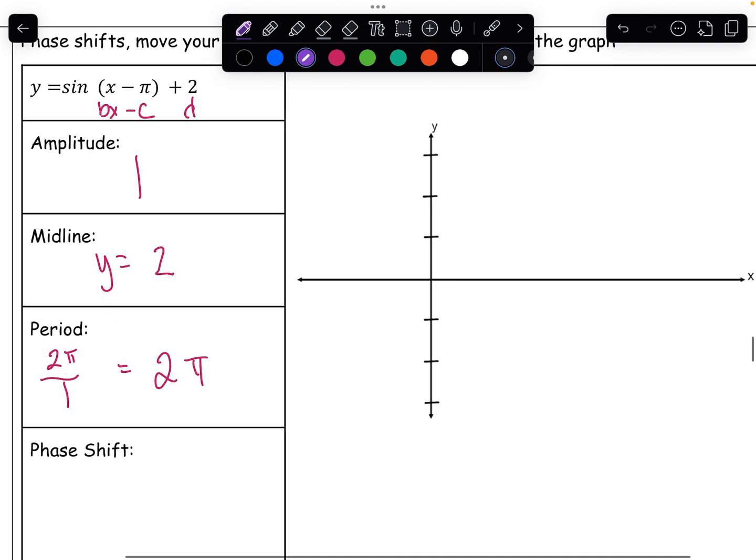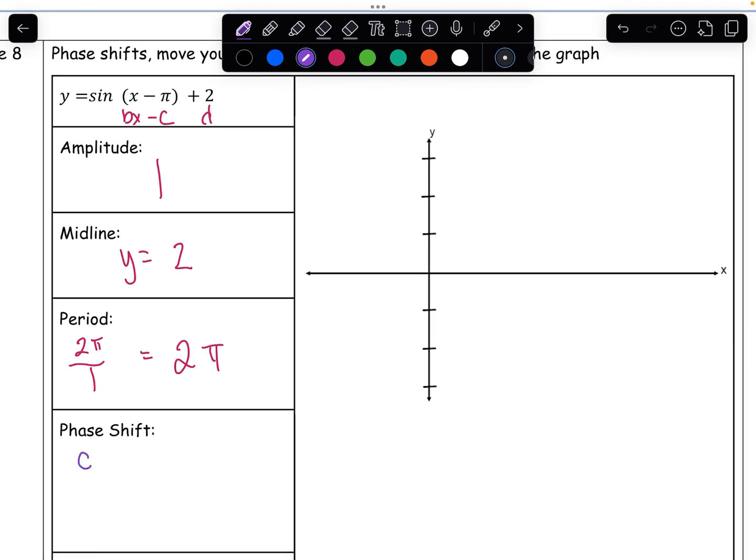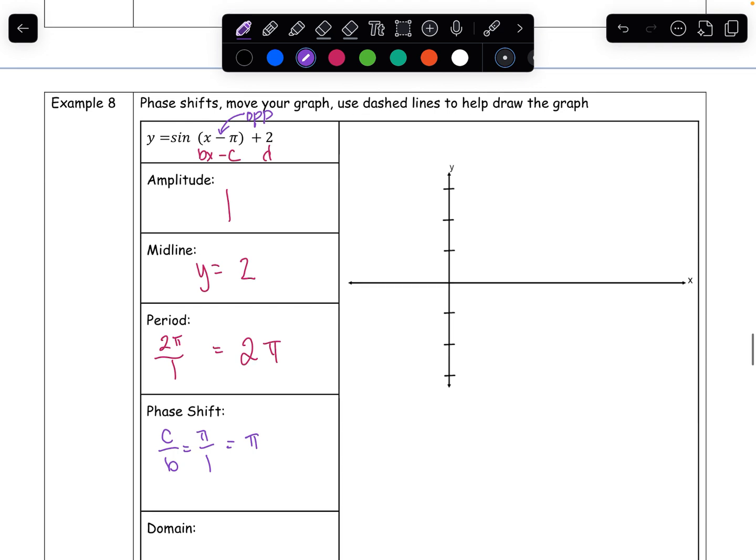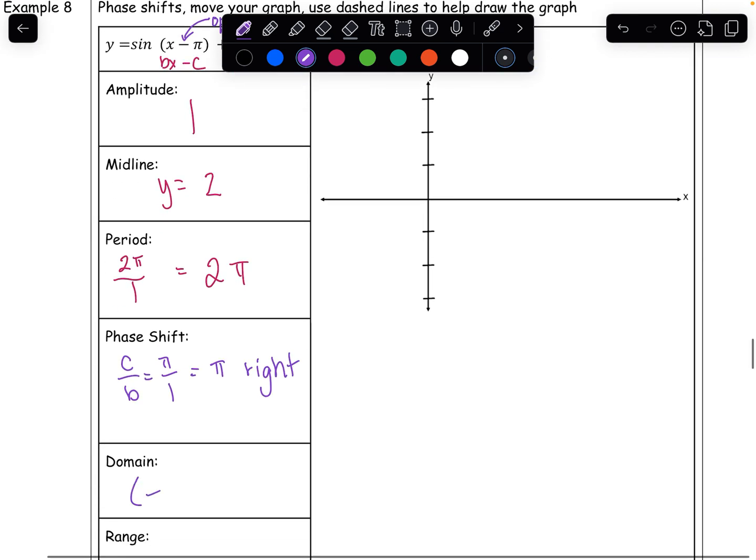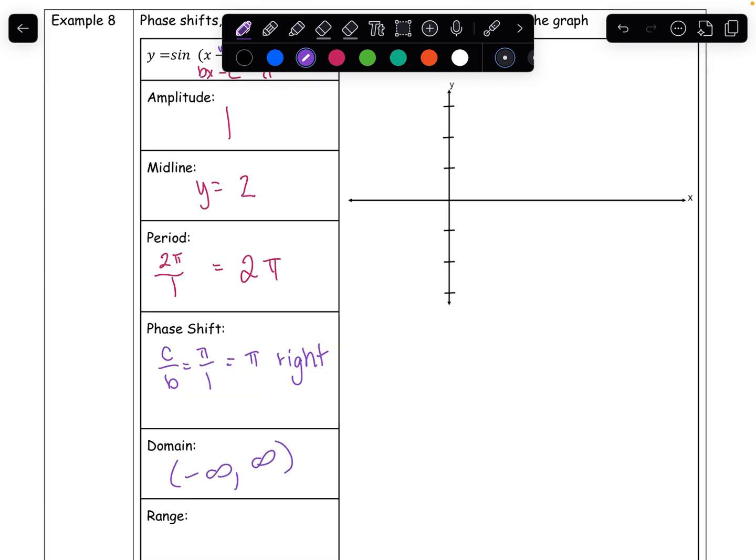And our phase shift is c over b. Well, c is pi, and b is 1. So we have pi, but we do the opposite. And so we're going to go pi to the right. Okay. And again, our domain, always negative infinity to infinity. It's like a free point.